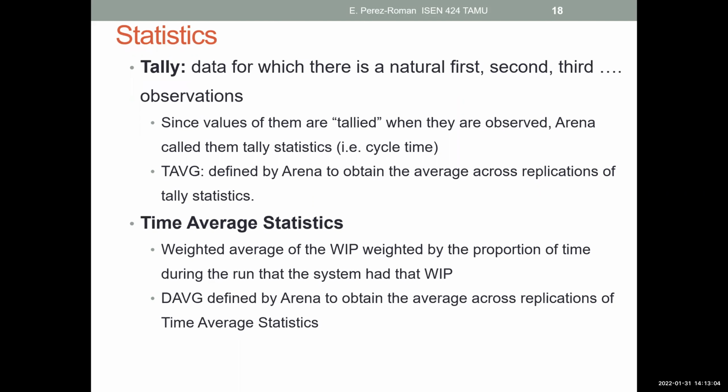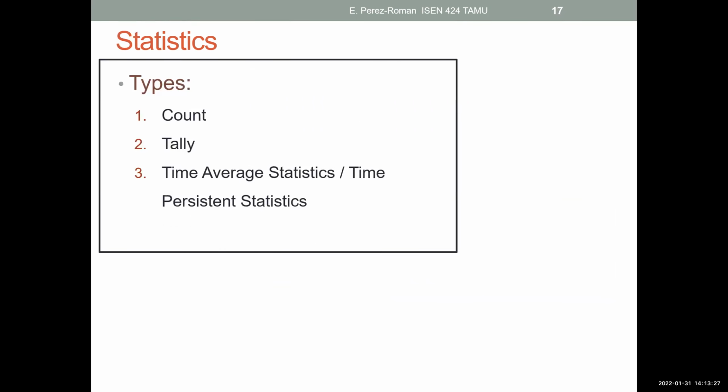Tally is data for which there's a first, second, third observation. Since the values are tallied when they are observed, Arena calls them tally statistics. So for example, when we discuss a tally, it's like having a bag. Essentially what you do with a tally is that you collect data points, and then once the simulation is completed, you use those data points to compute statistics.